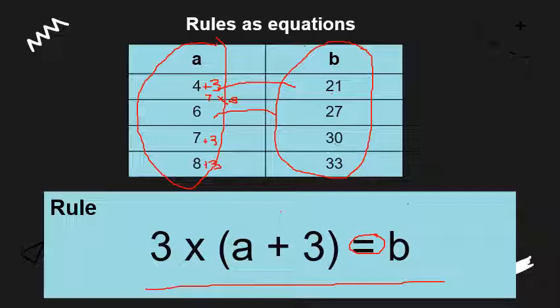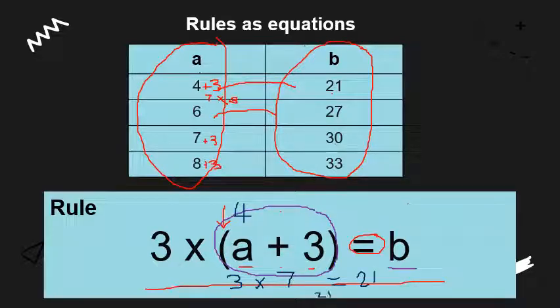So here I've decided to say, well, the rule is A plus 3. And I've used my grouping symbols, which we looked at the other week, to say do this bit first. Anything in the grouping symbols, you always do first. So I do my A plus 3, then I multiply that by 3, and that will give me my B value. So let's say we put the A value in here. Let's try it with 4. So 4 plus 3 is 7. 3 times 7 equals 21.